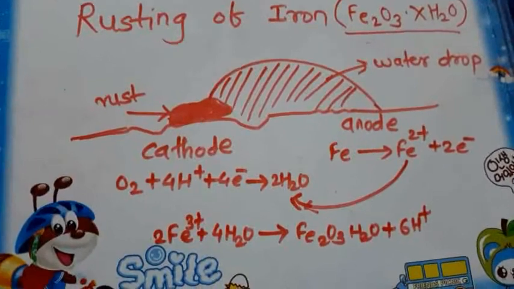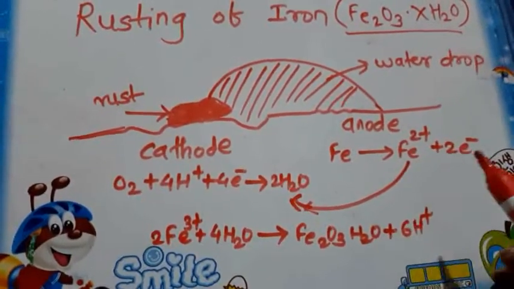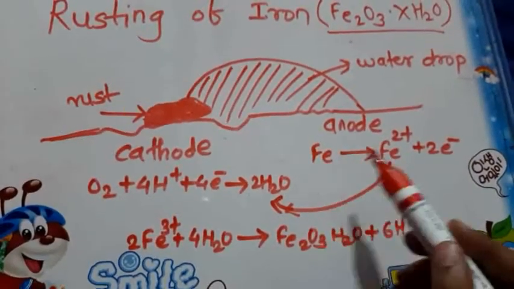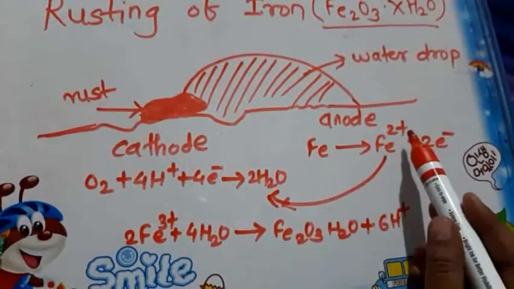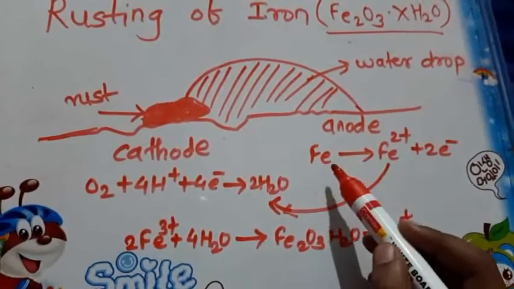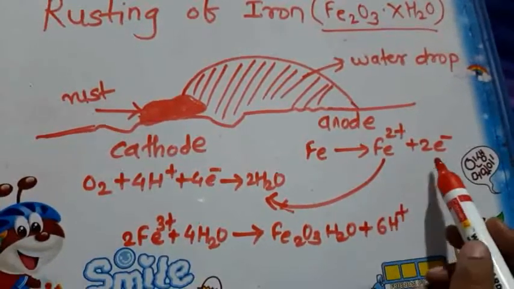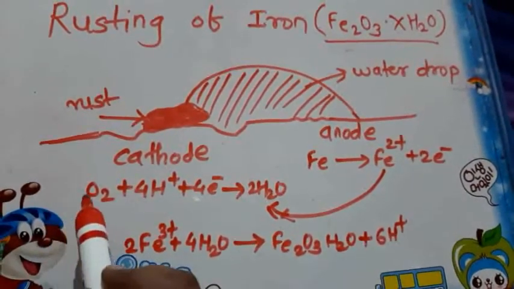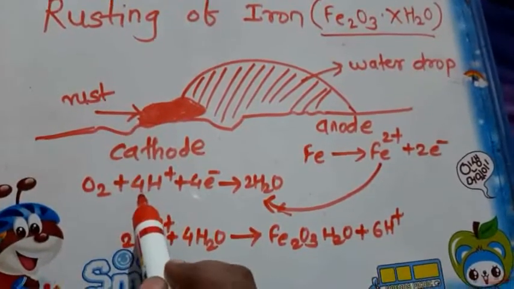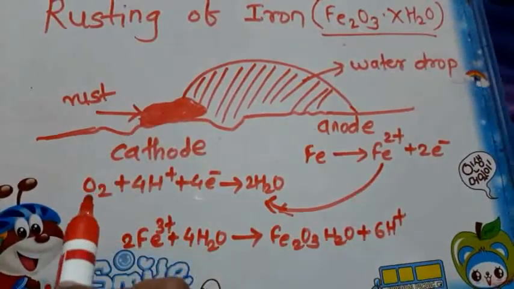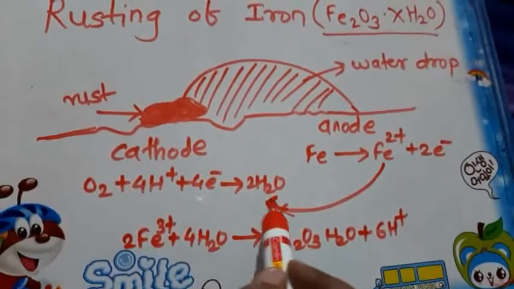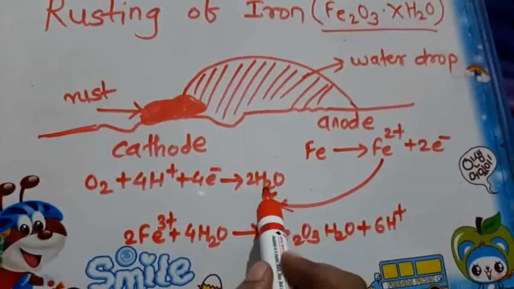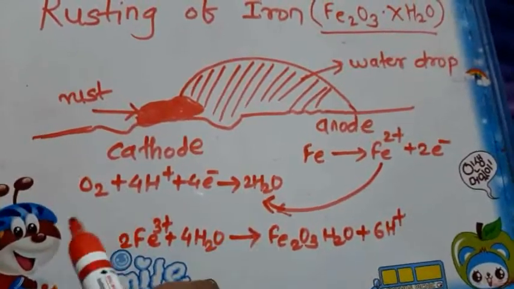Now what is happening? At the anode, iron is oxidized to form Fe2+ ion. So as iron is converted into Fe2+ ion, 2 electrons are released. Now at the cathode, oxygen gas is reduced to form water. Here you can see oxygen has combined with hydrogen, meaning oxygen is reduced.